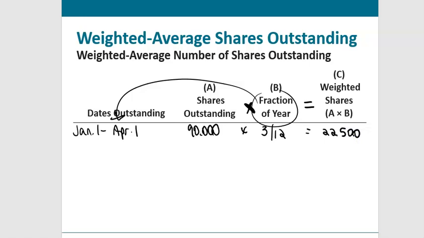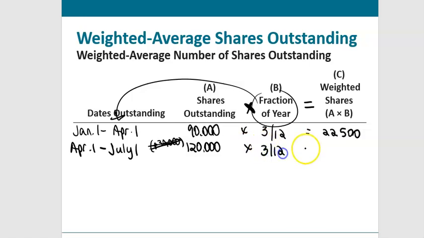What's the next thing that happens? The company issues an additional 30,000 shares. So the company now has 120,000 shares outstanding from April 1st until the next event date, which is July 1st. 120,000 shares, you can ignore this. This is just how the 90,000 went to the 120,000. They were outstanding April, May, and June, so another 3/12 of the year, which works out to be 30,000.